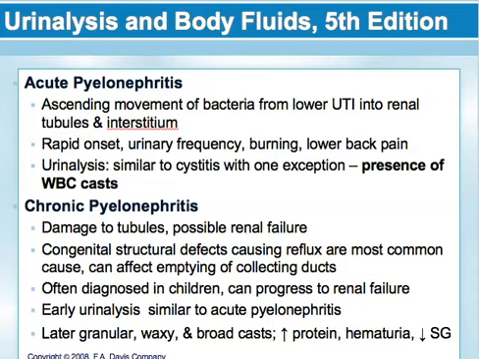And then chronic pyelonephritis is a congenital urinary structural defect that produces reflux between the bladder and ureters. So that's the most common cause. It's often diagnosed in children and can result in permanent damage to the renal tubules and possibly progress to chronic renal failure if it's not caught early enough. To treat, you have to correct the structural abnormality.